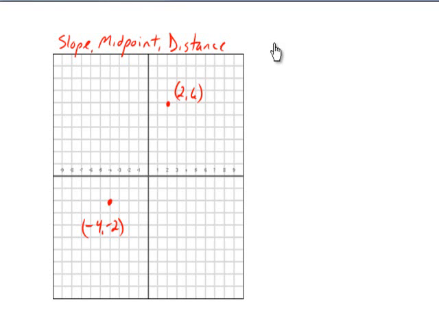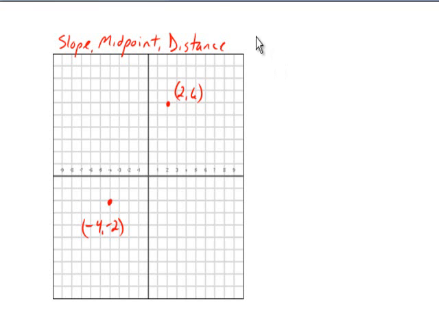In this lesson, we're going to find the slope of the line connecting 2 points, the midpoint of the segment connecting the 2 points, and the distance between 2 points. We're going to look at this graphically, and then we'll look at it algebraically.